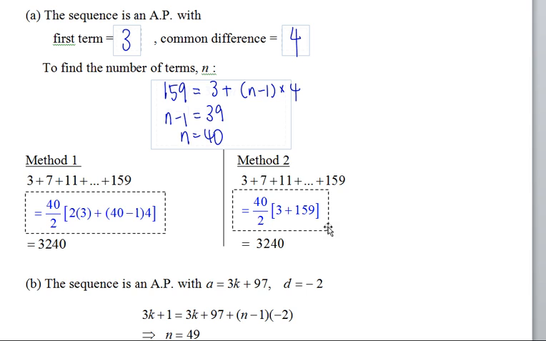There are two ways. One is using that first, 2a plus (n minus 1)d. The other is first term plus last term. Of course, if you were me, I will choose this one, because I already know the first term and last term. Easier. Okay, done. Thank you.